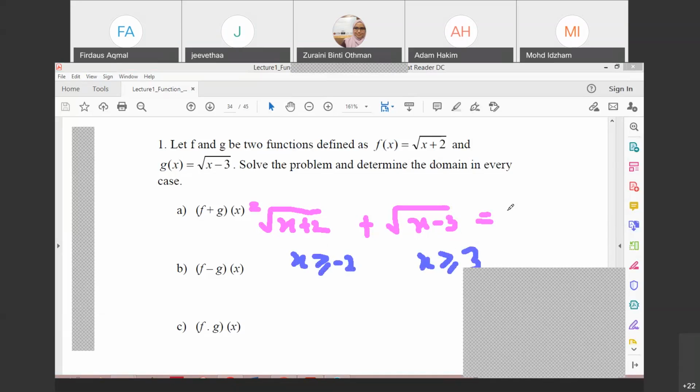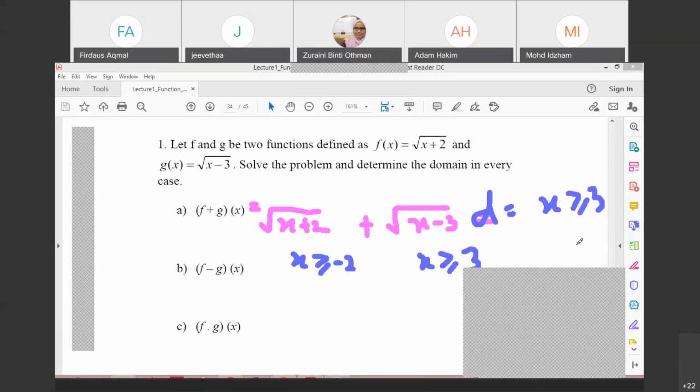Okay, now what can we conclude for the domain here? The domain is the same as what? It means negative 2 and 3. If we put 3 here, can we? We can. But when we put negative 2 here, we cannot. Right? So the domain is x can be greater than or equal to 3. We conclude like that. Can?